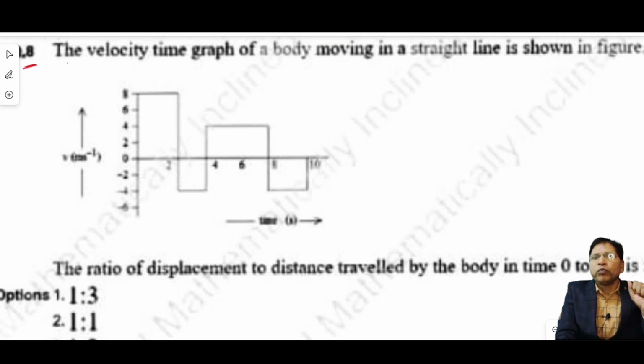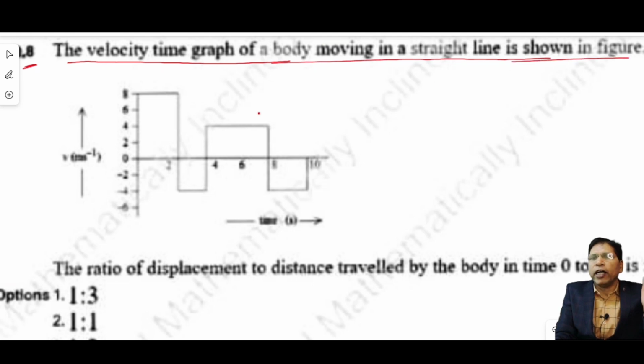Next. Question number 8. The velocity time graph of a body moving in a straight line is shown in the figure. This is the constant velocity, 8 meter per second. This is the velocity minus 4 meter per second. This is 4 meter per second. This is minus 4 meter per second. The ratio of displacement to distance traveled by the body in 0 to 10 seconds. Now this distance is 8 into 2, so this is 16. Now this distance is minus 8. Now this distance is 16, and this is minus 8.